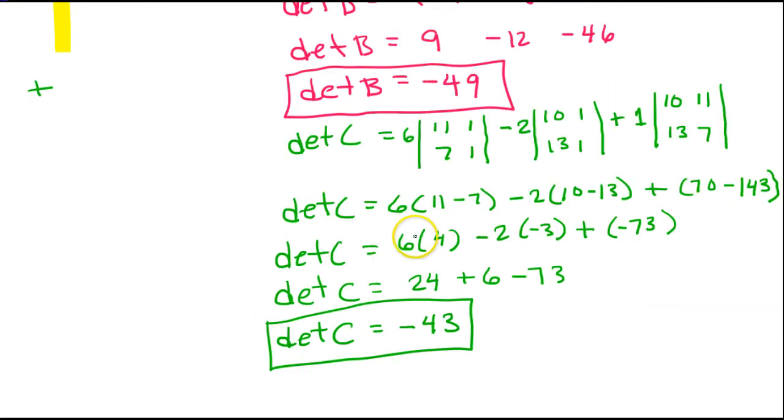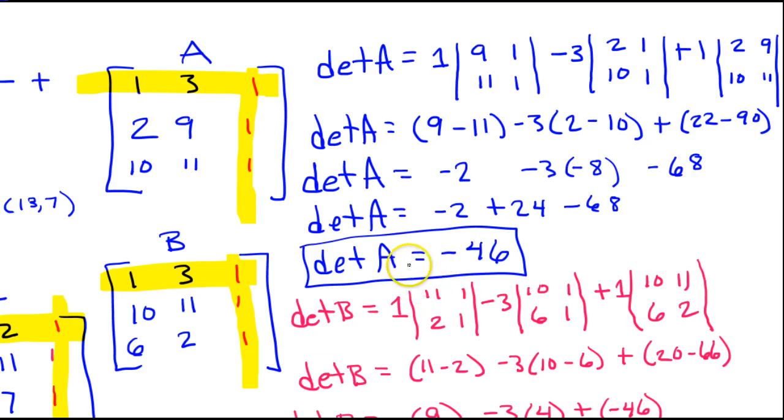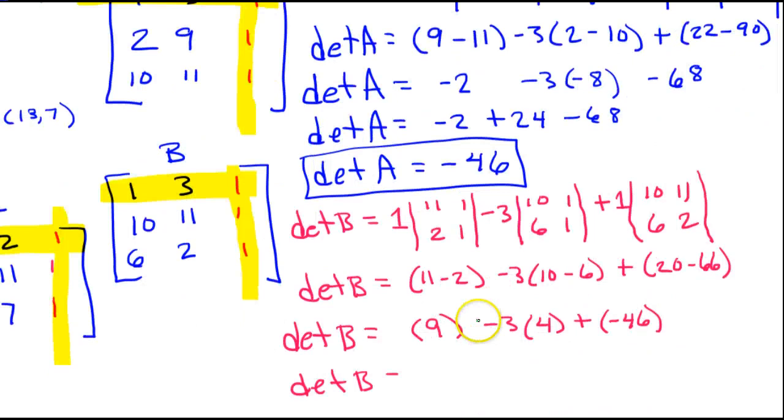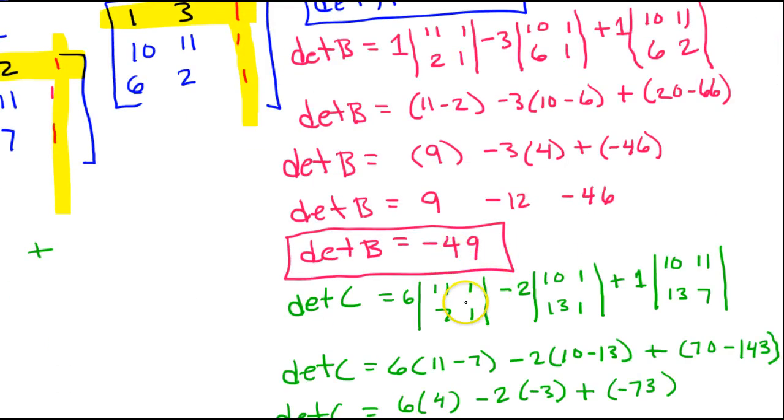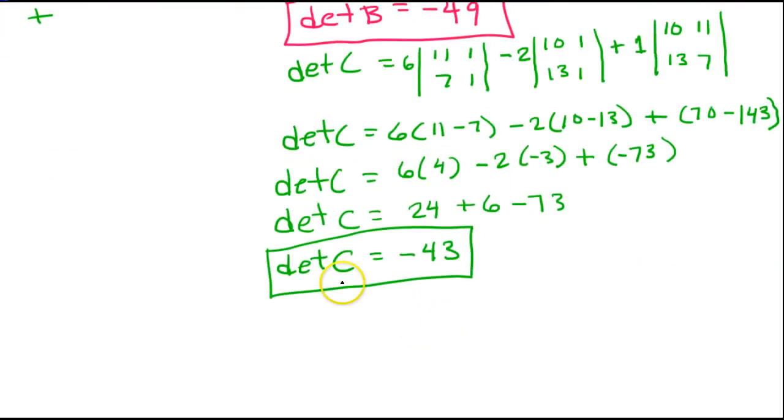So I'm sure you can follow your way down through these calculations, and the bottom line is I got the determinant of matrix C is equal to negative 43. So let us review. The determinant of matrix A was negative 46. The determinant of matrix B was negative 49. And the determinant of matrix C is negative 43.